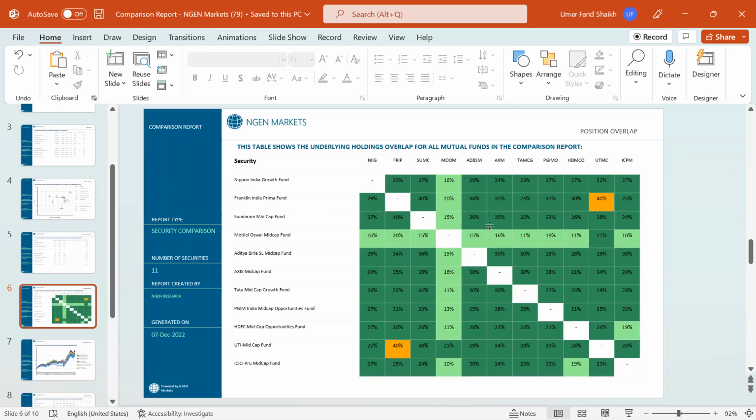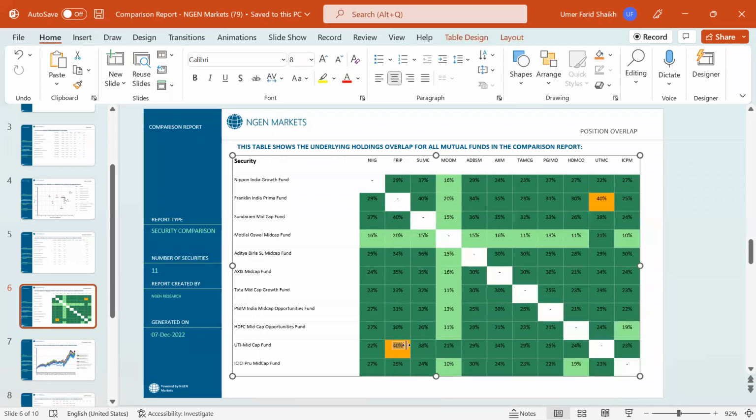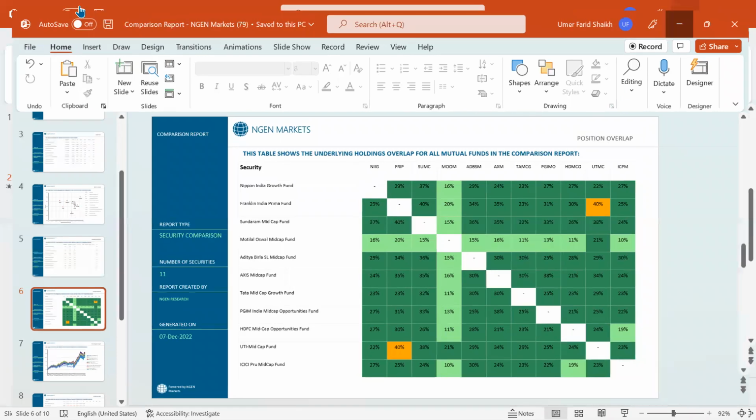That's specifically what I was talking about, that this position overlap will help us understand that between UTI and Franklin India Prima, which is given here, we have 40% overlap. This gives us an indication that if you want to see the diversification of any portfolio and show it to a client, this is one way you can develop a PowerPoint based report pretty seamlessly, just by clicking one button, and the PowerPoint gets developed. So that is one thing. Another is the portfolio section.